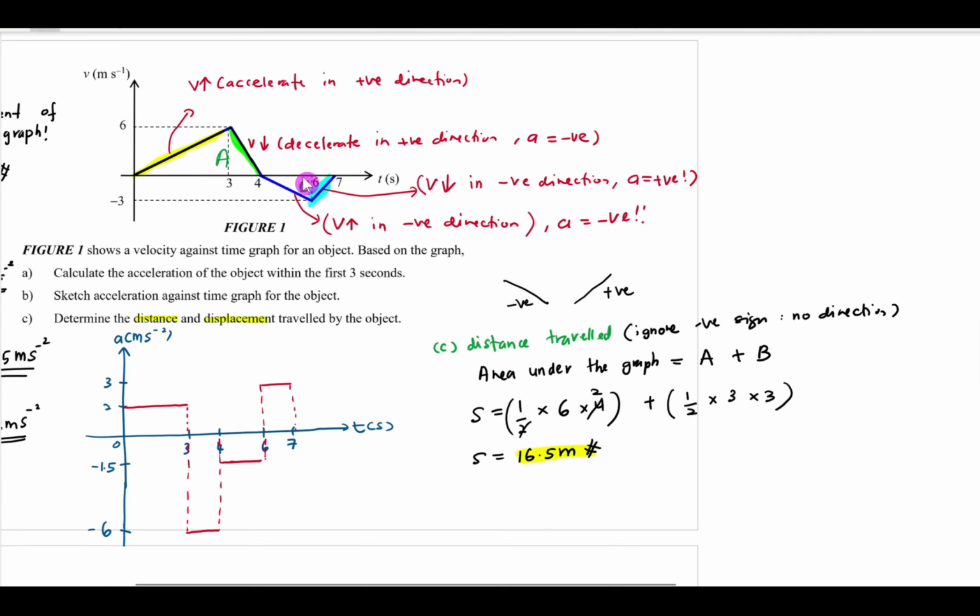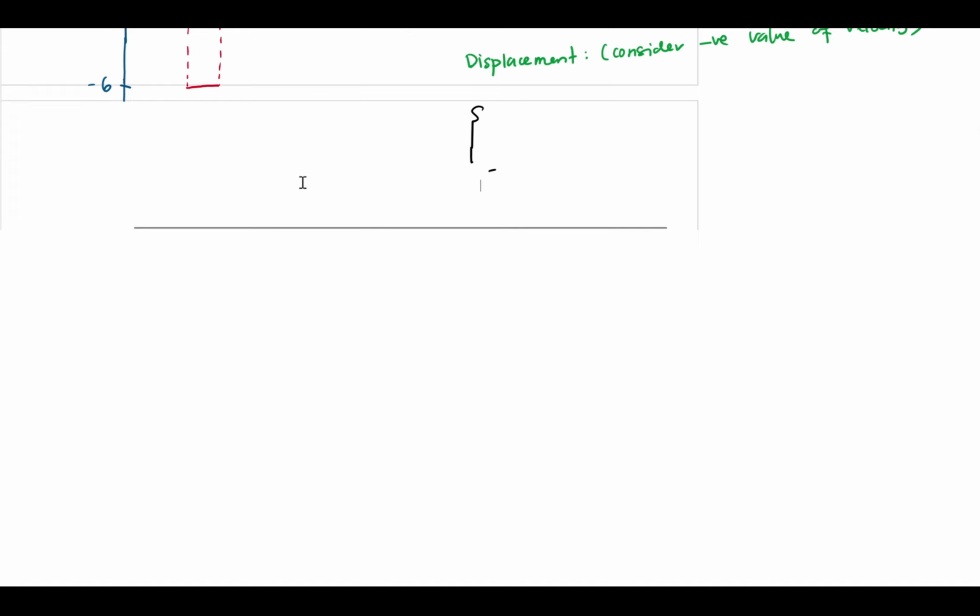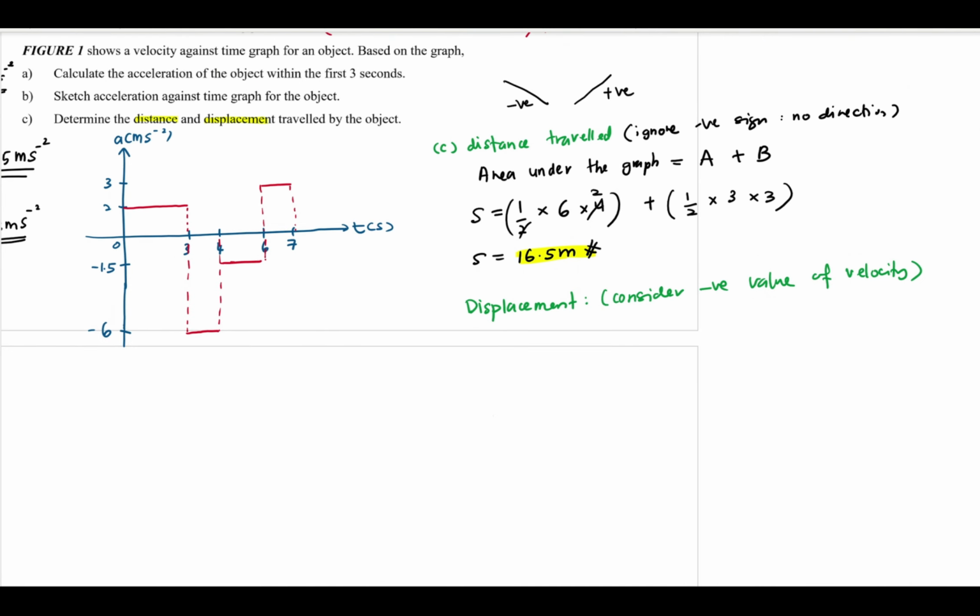But if we want to calculate displacement, alright, it's also the area under the graph, but this time we consider the negative value of the velocity. So it should be S.